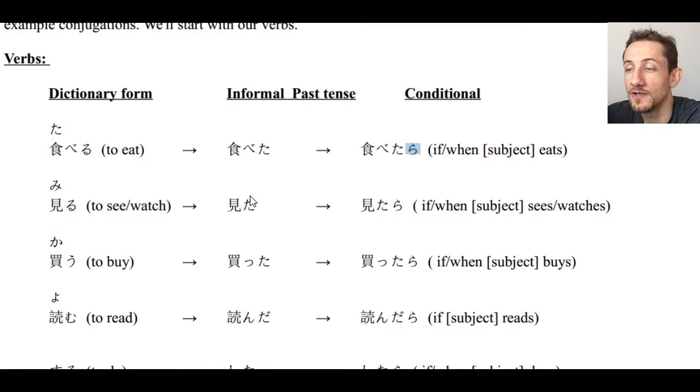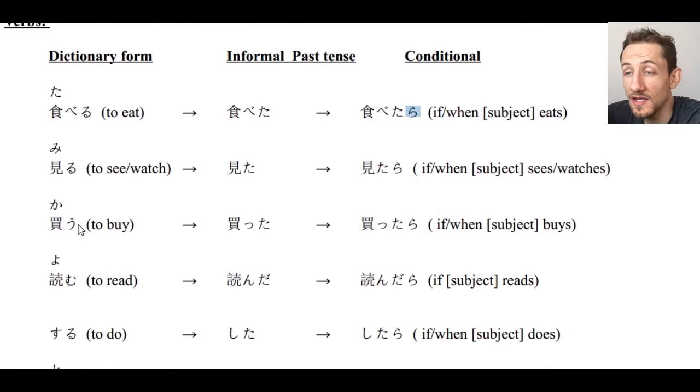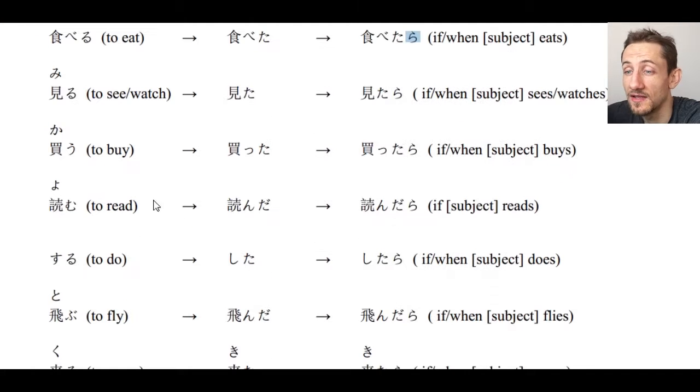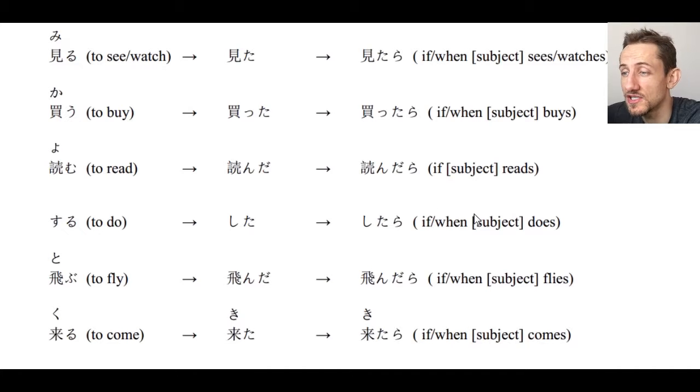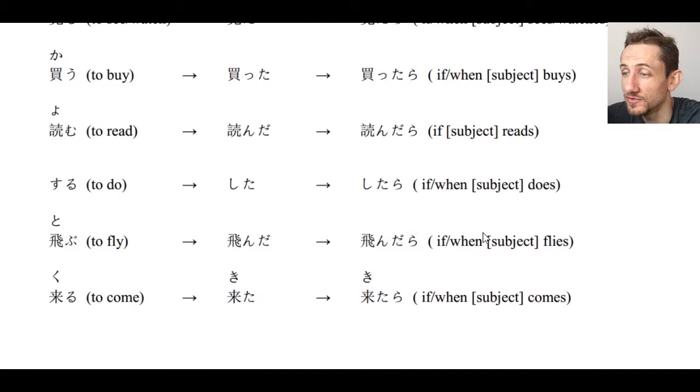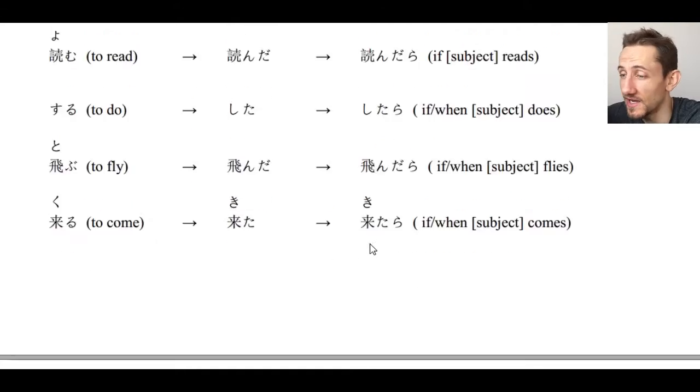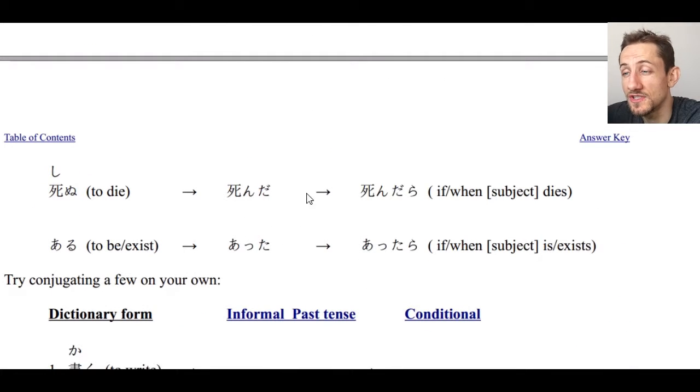We have miru, mita, mitara; kau, katta, kattara; yomu, yonda, yondara; suru, shita, shitara; tobu, tonda, tondara; kuru, kita, kitara; shinu, shinda, shindara; and aru, atta, attara. So that's it. Just conjugate the verb, type 1, type 2, type 3, it doesn't matter, to the informal past tense form and add ra to get the conditional form. So, if and when the verb.